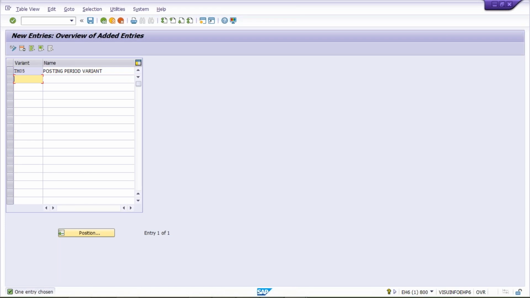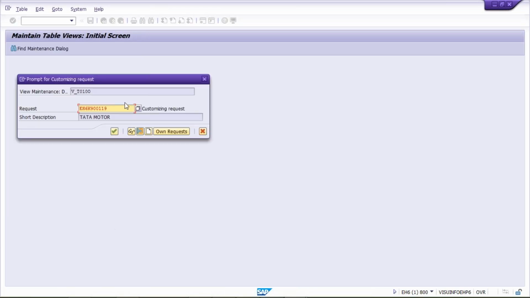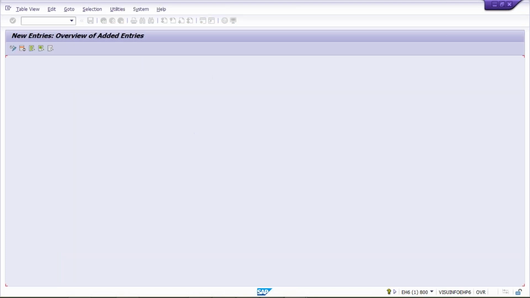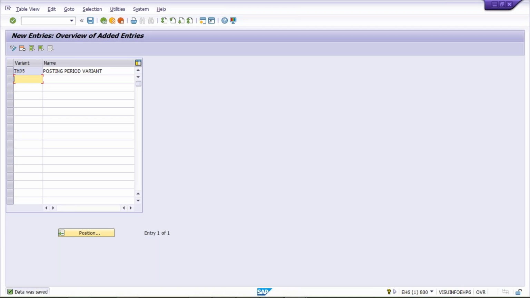Why? Because it will be easy to remember. If you use the same code, it will be easy for you guys to remember your posting period variant. So your company code is TM05. Keep the posting period variant also TM05 itself. Just save it, Control S. Look, the transport request is appearing. Don't do anything, simply press enter. Now what we have done, we have defined this posting period variant.